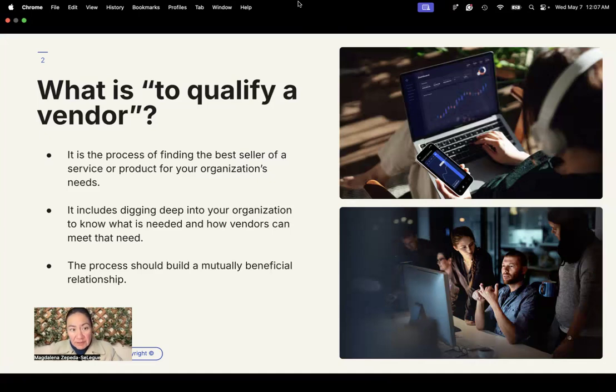So in qualifying a vendor, it's very important to know what it means. What does qualifying a vendor mean? It is the process of finding exactly the best seller, the best vendor that is going to align with what your organization needs. It really means digging deep into the criteria, knowing what it is your organization needs and what they want to buy or procure. And this is usually the beginning of a relationship when an organization does secure a vendor.